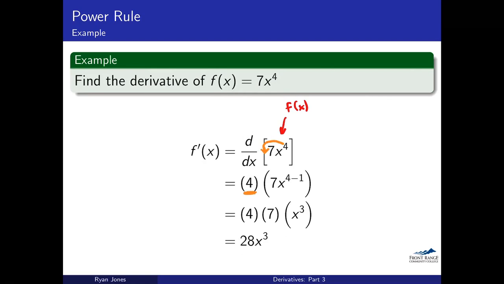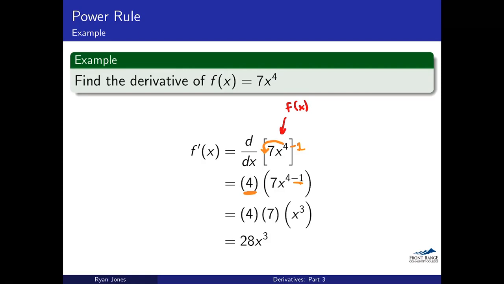That's the 4 out front. Then I could subtract 1, and that's exactly what I've done right there. And now I just have the 4 times the 7, and I've got my x cubed right there. And you'll notice you get the same answer, obviously, but just a slightly different way. Here, I haven't actually used that constant property. I've just kind of carried the 7 through. I just keep copying it down and writing it over and over. We just kind of forget that it's there and keep copying it down.